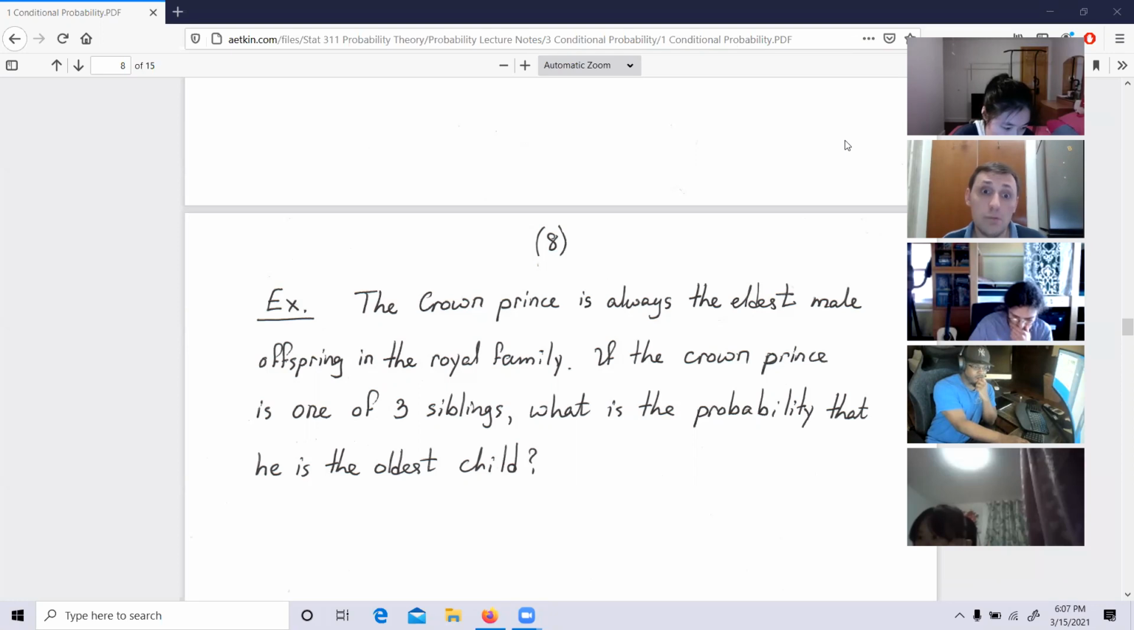Naturally, guys, well, why isn't it this? There are 3 possibilities. Either the crown prince is the youngest, or the middle, or the oldest child. So why is the answer not 1/3? Or maybe it is 1/3.